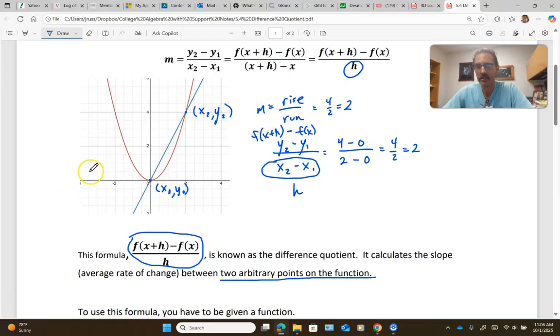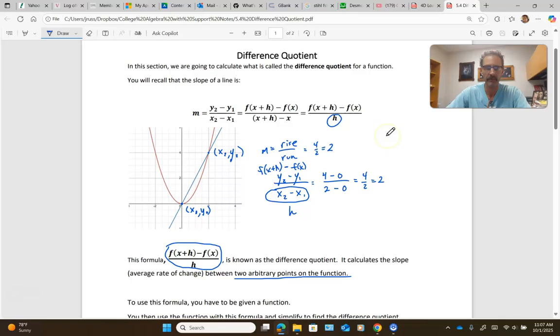So the slope will depend on where those two points are. It'll depend on where you put the first point, and it'll depend on where you put the second point: how far away horizontally and vertically is that second point from the first point. So that's geometrically kind of what's going on here.